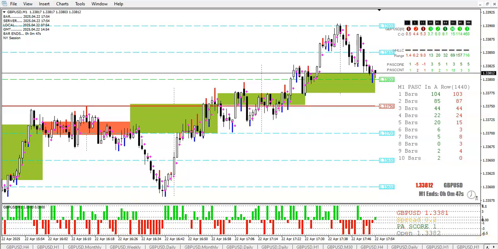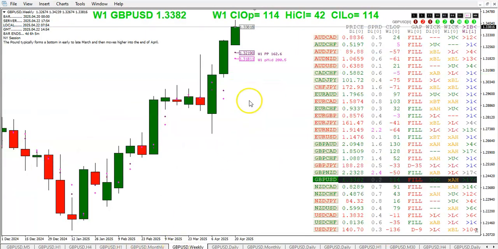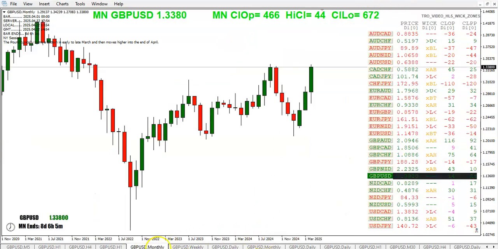Well, let's just go through the charts here to see what's been happening so far. On the weekly, we've got 2 gaps that haven't filled. Pound's 114, 113 pips above that weekly open at the moment, 43 off the high and 112 off the low.